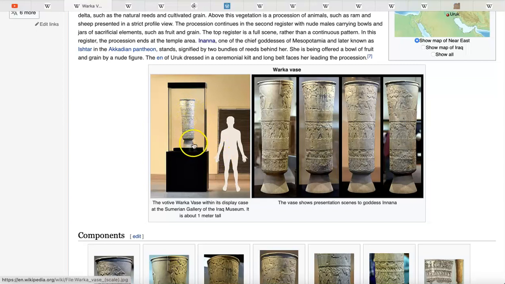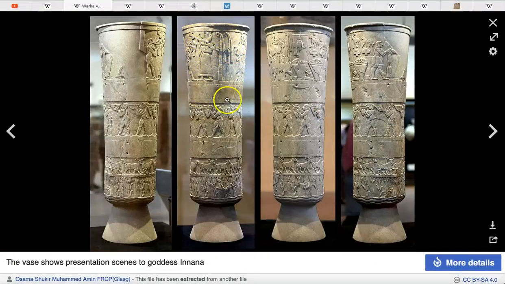So this is a picture of the vase itself in its display case in the Sumerian Gallery of the Iraq Museum. The vase is about 1 meter tall. And then they put this outline of a human being, I assume a full-grown man, next to it, just to give you an idea of how big it is in relation to a human being. Now, where is Inanna? I want to show you Inanna. Oh, there she is. I'm circling it with my cursor. Hopefully you can see. That's Inanna in this gown, I guess I could call it. Parts of it are missing. Who knows what condition this thing was found in when they found it in their archaeological dig, or however they discovered it.